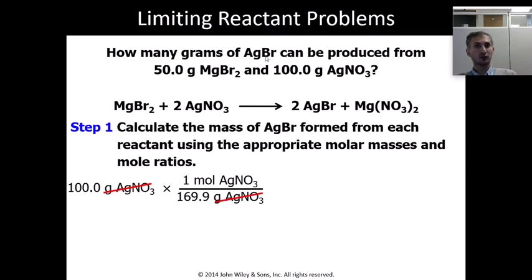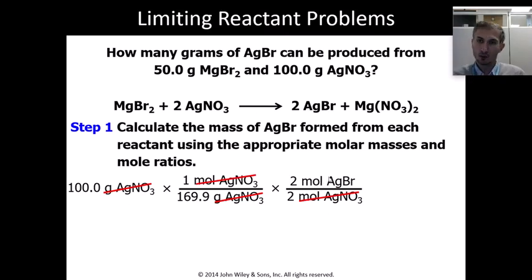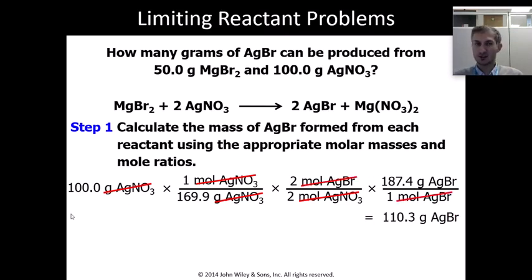I need to convert to moles of AgBr. The only way is to look at the balanced equation and calculate the mole ratio: moles of AgBr and moles of AgNO3, 2 for AgBr and 2 for AgNO3. Now we need to convert moles of AgBr to grams of AgBr because we are calculating mass. Look at the molar mass and calculate it, and you will find this number. For this number we have 4 significant figures, and that is why we reported 4. We have two numbers now: 102 grams of AgBr and 110.3 grams of AgBr.